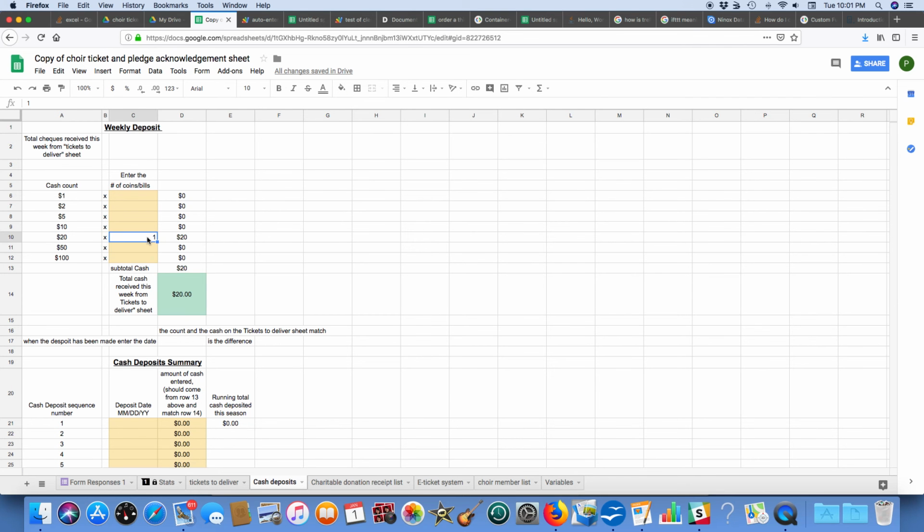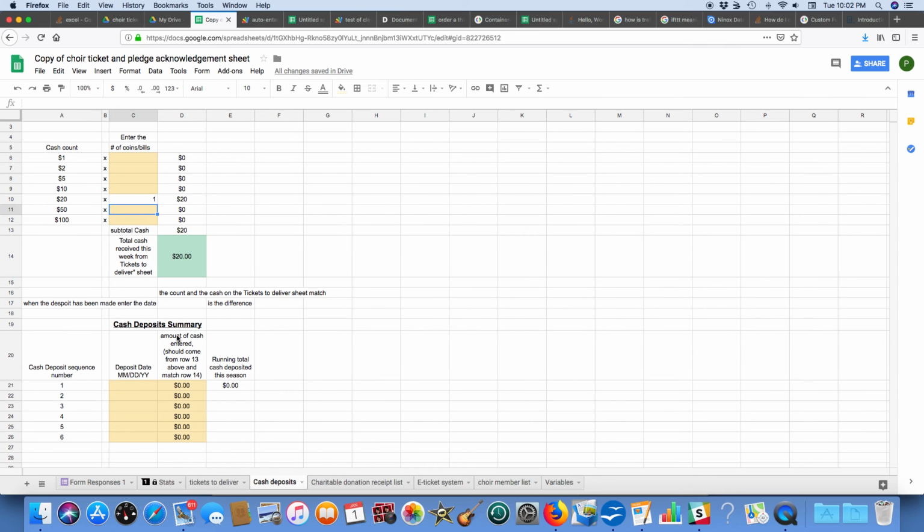So let's just make it wrong. There's something wrong. The cash entered in the tickets to deliver sheet and the count here, the weekly deposit, do not match. I think probably just deleting that is better because it makes it yellow again. I'll go back, make it right, and so on.